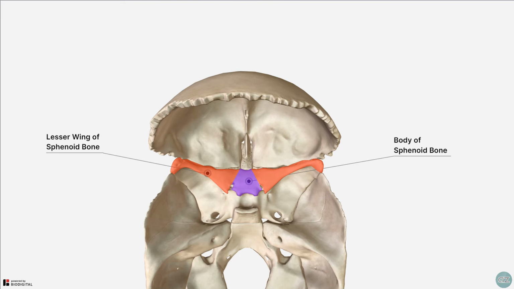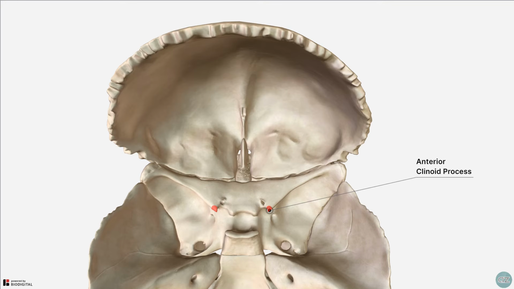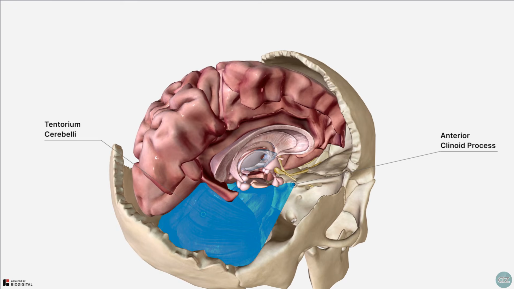Posterior to the lesser wings is the middle cranial fossa, which we'll be taking a look at in the next tutorial. Medially, the lesser wing curves posteriorly to form the anterior clinoid process, the attachment for the tentorium cerebelli. This is the part of the dura which separates the posterior cerebrum from the cerebellum.